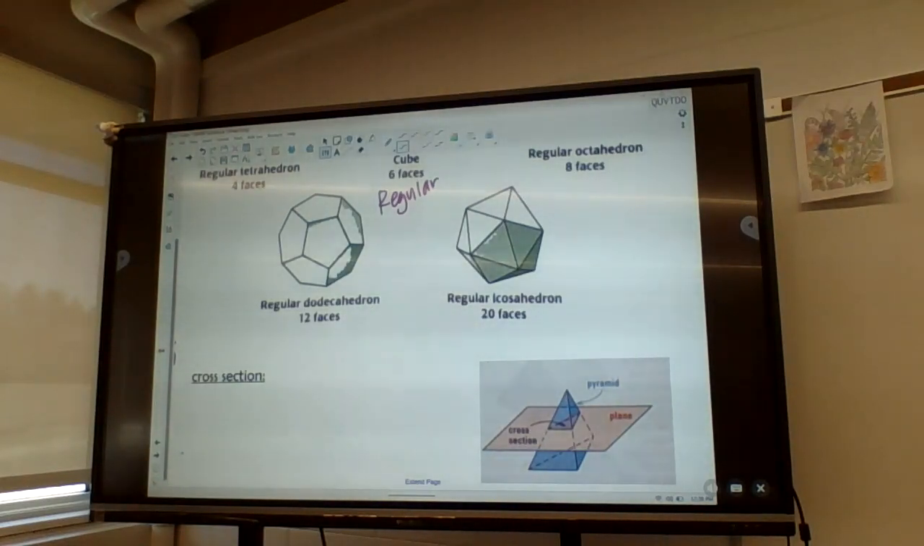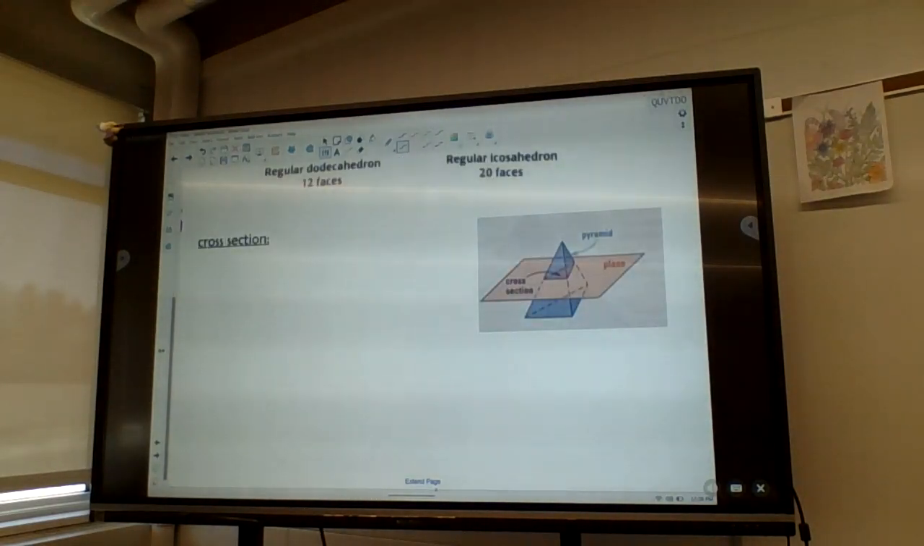So, next thing we're talking about is a cross section. If you can picture taking a shape like these, we're basically going to slice part of it off. A cross section is basically cutting part of our polyhedra off, or our pyramid, or whatever it has to be. So it's a plane that intersects our shape.